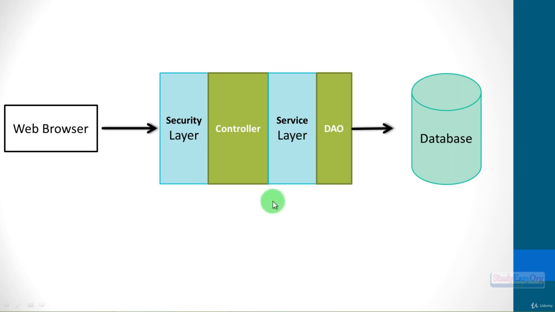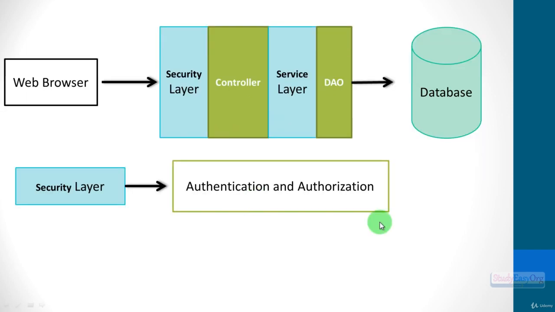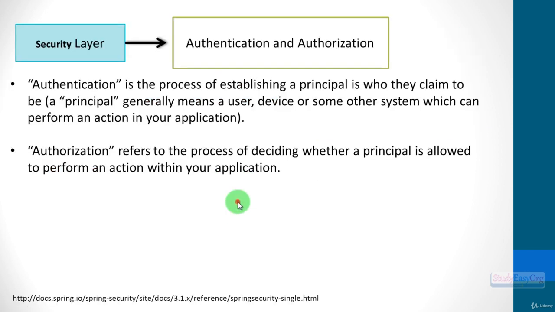So let's check all these layers in detail. Let's get started with the security layer. Now, what is the purpose of the security layer? In fact, there are 2 concerns that this layer handles: authentication and authorization. What do these 2 terms mean? Let us check the definition of these 2.